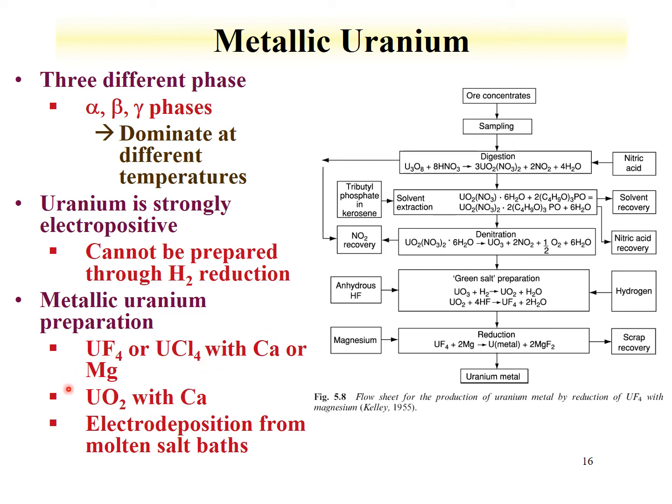You can also use UO2 with calcium, or you can do electrodeposition from molten salt baths. And as we talk about uranium processing or nuclear fuel processing, one of the methods is electrochemistry, in which the nuclear fuel is dissolved in molten salts, and then electrochemistry is performed in these molten salts. Molten salts will not form the same reactants as water, so we can take potentials and drive the metals down to their metallic states in a molten salt and not react the molten salt.